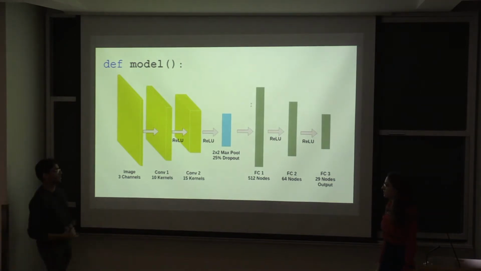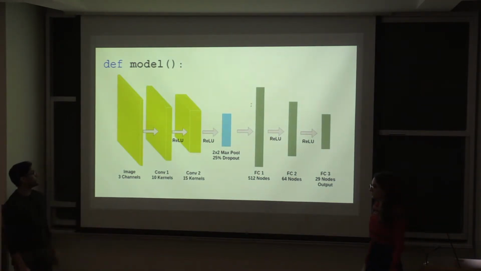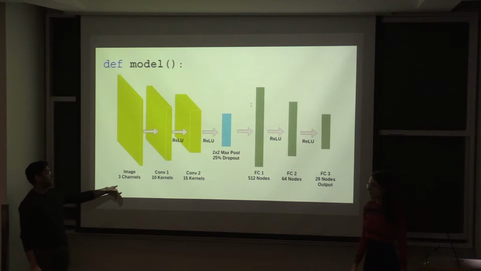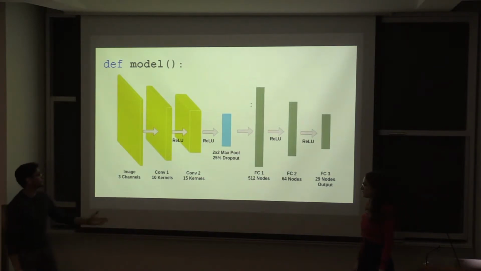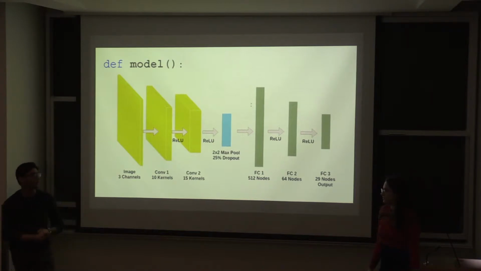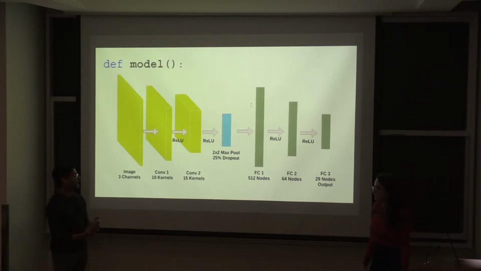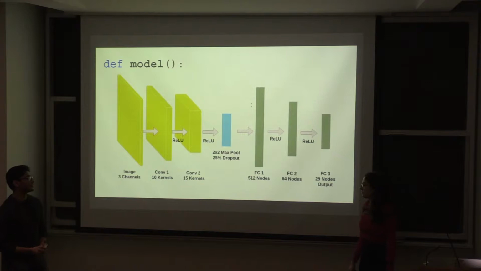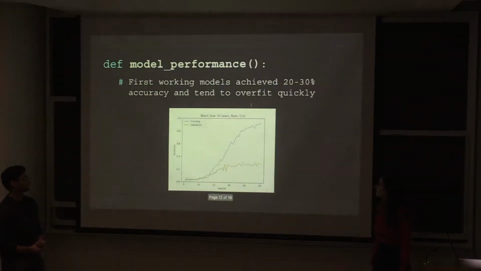So this is the example of the model that we're currently using. You input the image with 3 channels, so it is RGB. You have one convolutional layer with 10 kernels, another one with 15, and then feed it into a 2x2 max pooling. A 25% dropout we found was pretty good for reducing overfitting, and then fully connected nodes that would eventually output into the 29 classes.